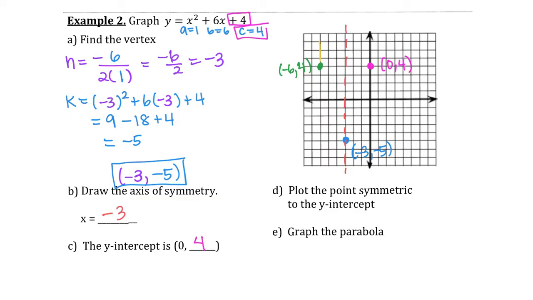So I'm going to sketch my curved parabola. Okay, and that's the entire thing. Okay, in class we're only going to do 2 examples. I'm going to do one more example for the video in case you need an extra example.